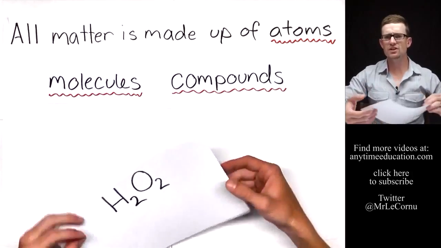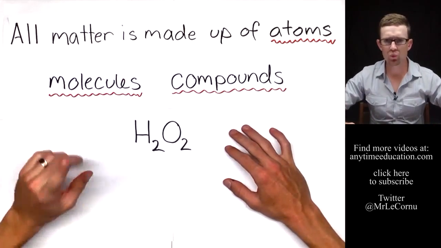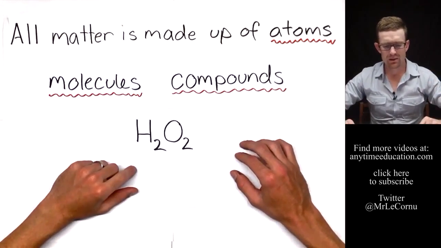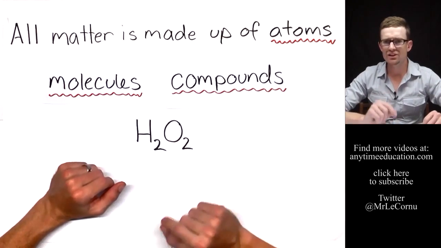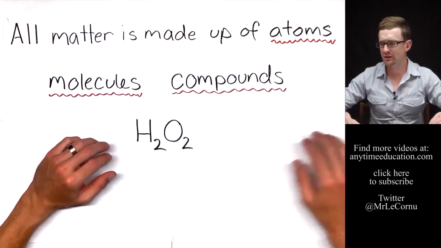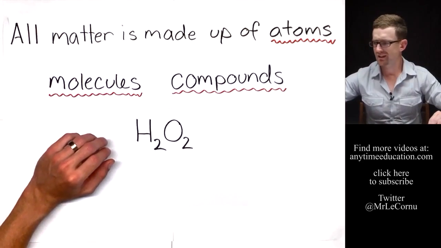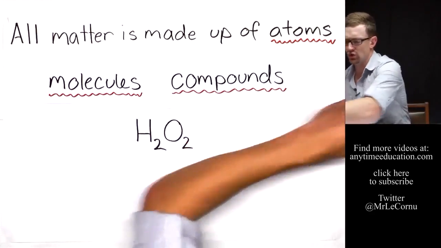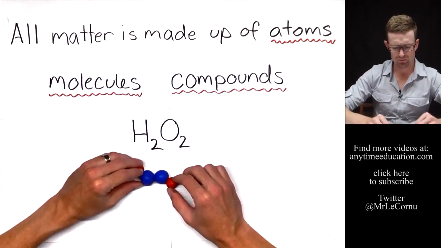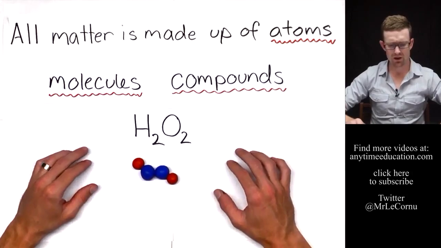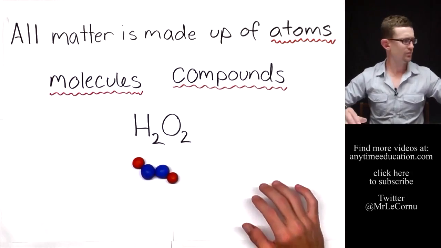And then if we change that compound by only 1 atom and make it now H2O2, we make a totally different compound. When we put together H2O2, we form hydrogen peroxide. That there is a hydrogen peroxide molecule.